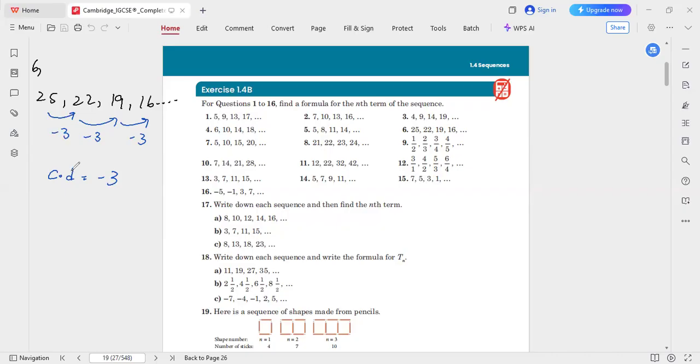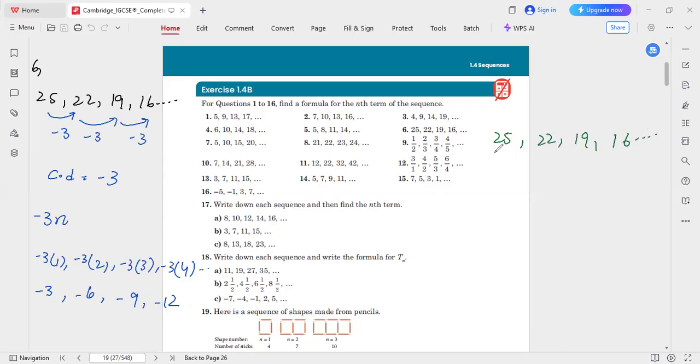It means that each time we need to subtract 3 to get the next term. So for this, now we are going to make the sequence according to negative 3n. So negative 3 into 1, negative 3 into 2, negative 3 into 3, negative 3 into 4, and so on. So negative 3, negative 6, negative 9, negative 12. Okay, we got the sequence. Now we will again write the sequence that they gave us already. We have 25, 22, 19, 16, and so on.